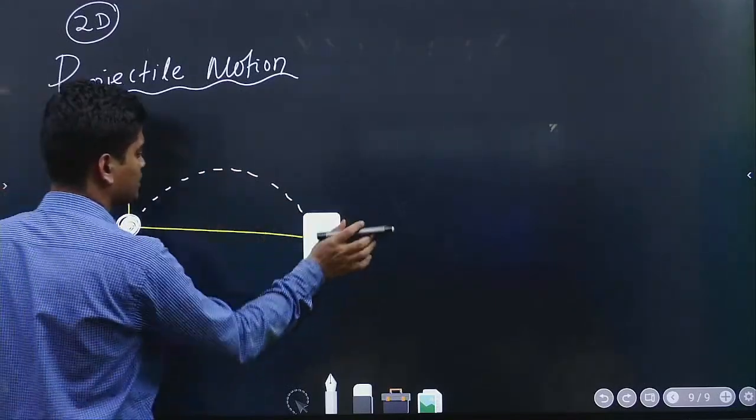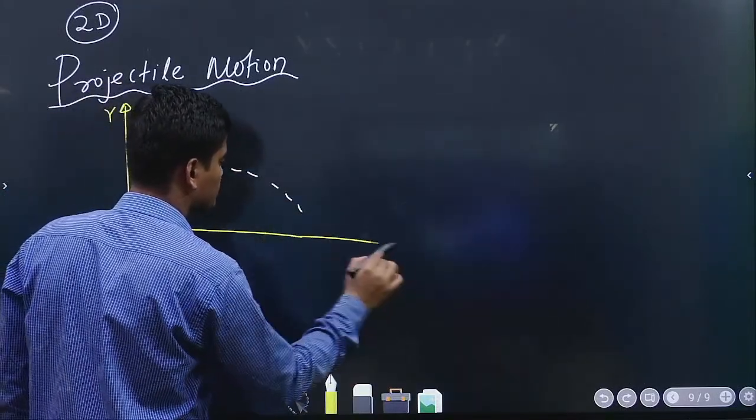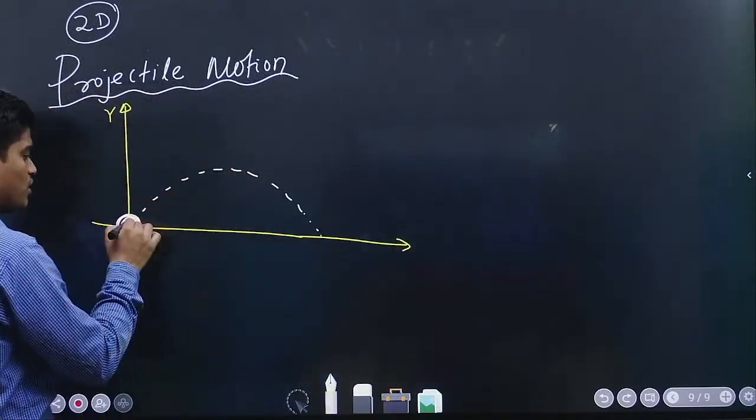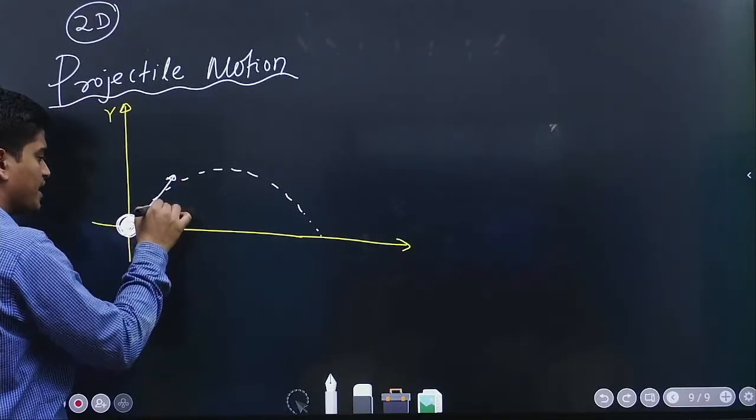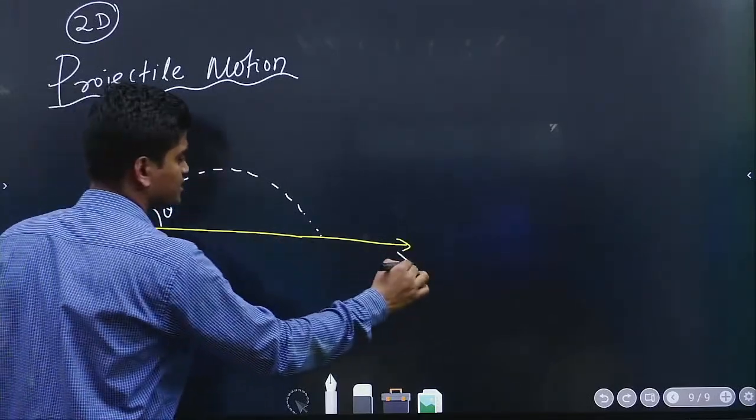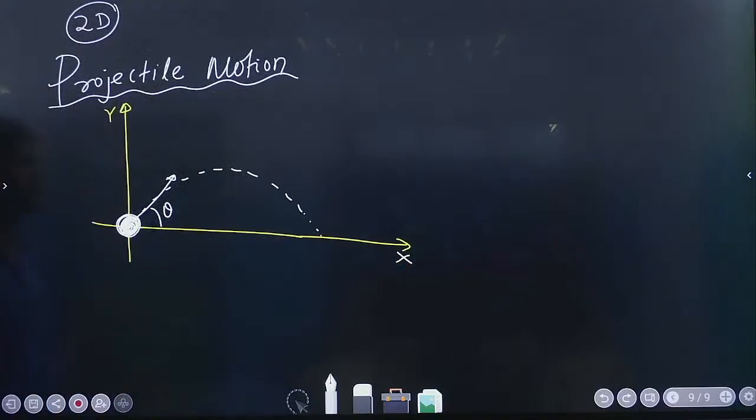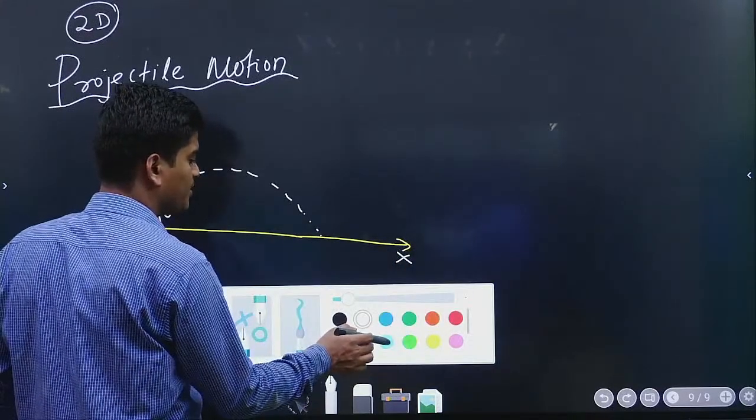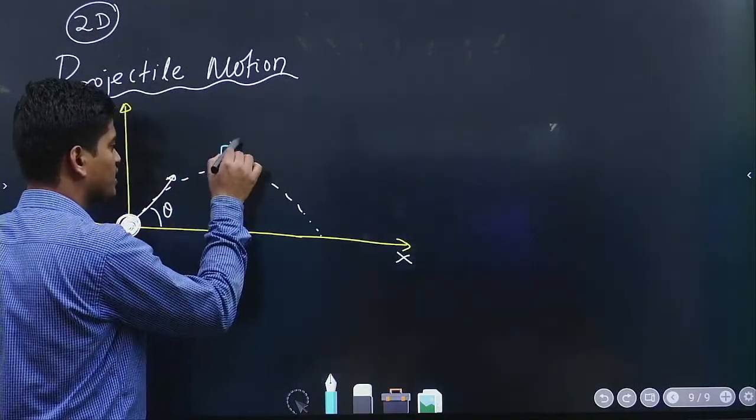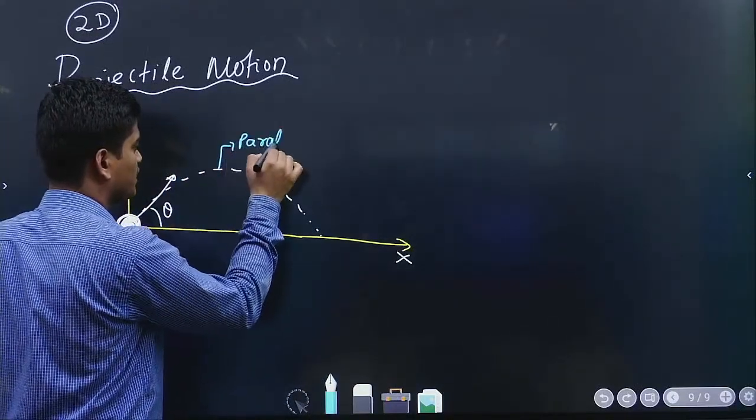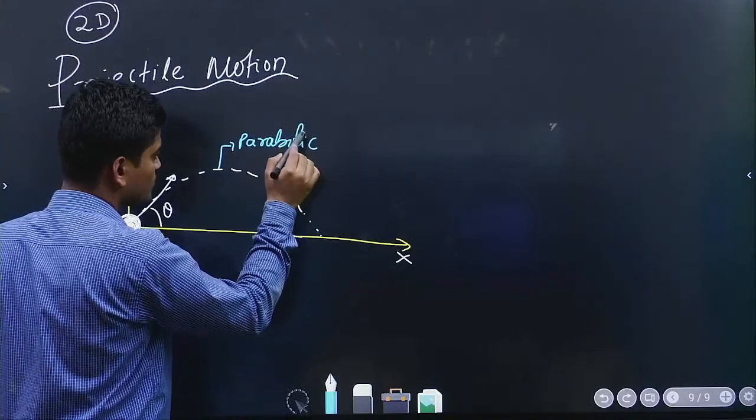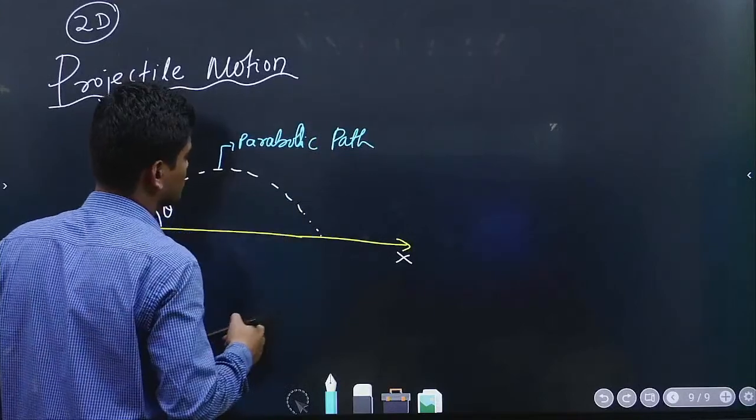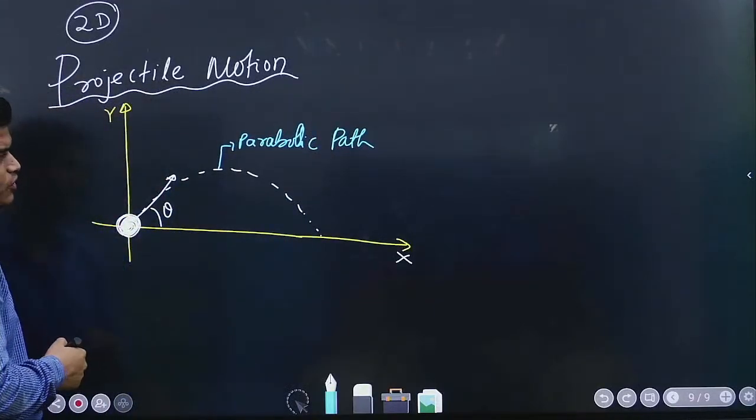With initial velocity u in this direction. What direction? The direction making an angle theta with the horizontal axis x, and here is the vertical axis y. Now what is happening? This particle is going in a path, and this path is basically a parabolic path. It is going in a parabola.